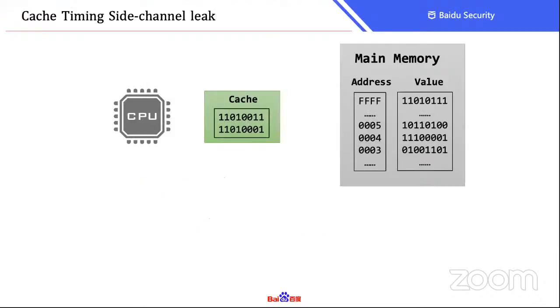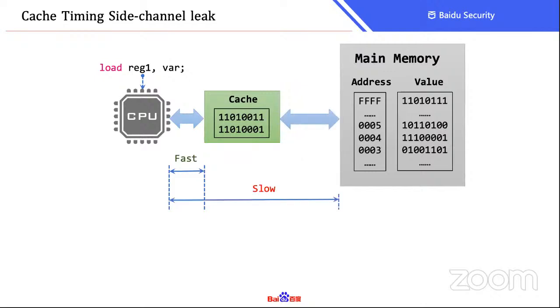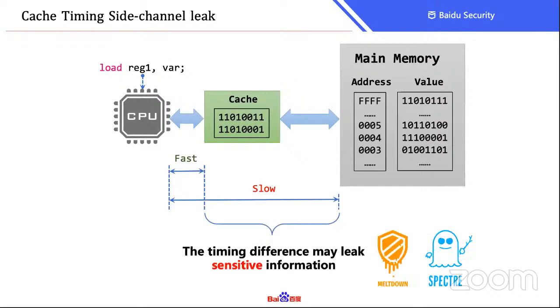So cache is a high-speed storage between the CPU and the main memory. If we ask a CPU to read a variable, it will be very fast. You first query the cache. If the data is already in cache, the read operation will be very fast. If the data is not in cache, the query will go to your main memory to get your data, and it is very slow. And such cache timing difference may leak sensitive information.